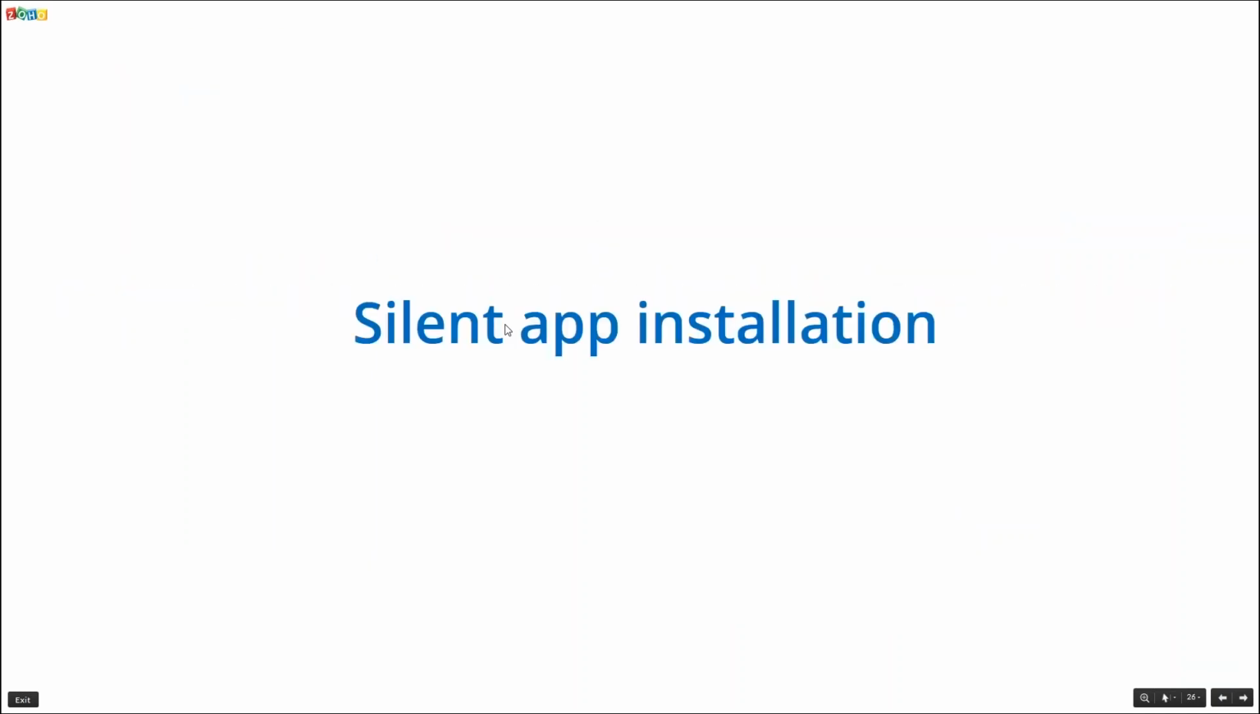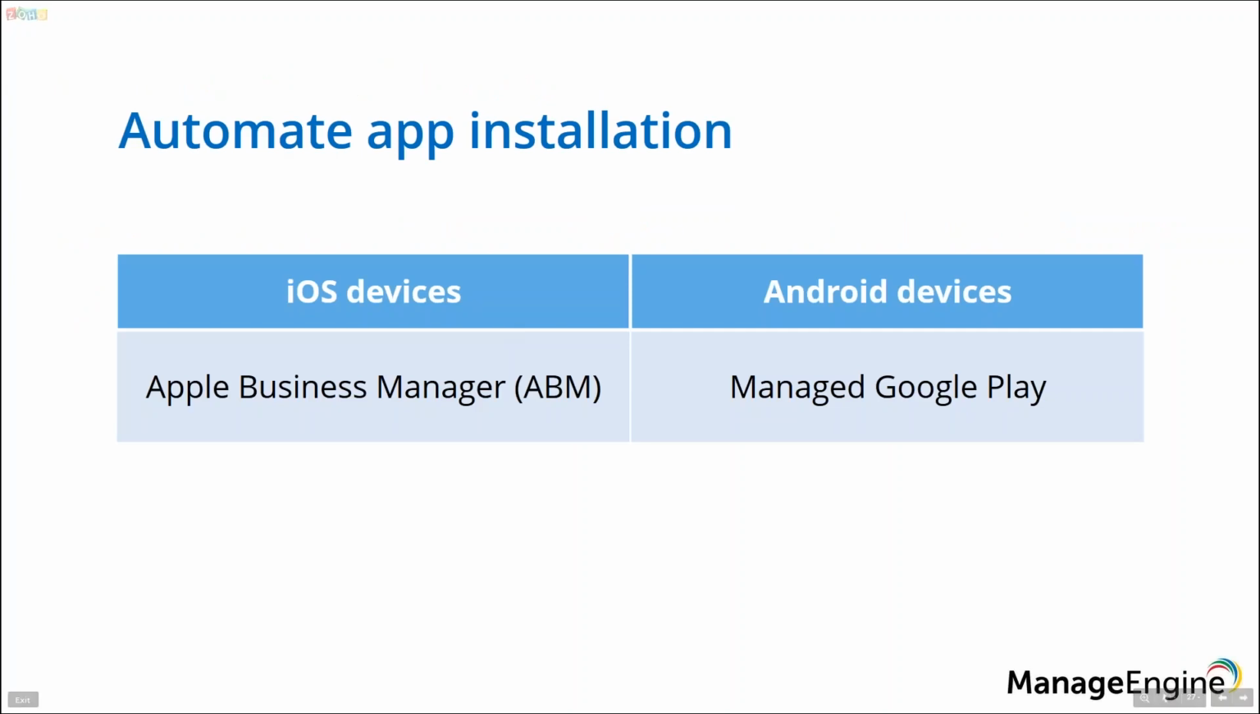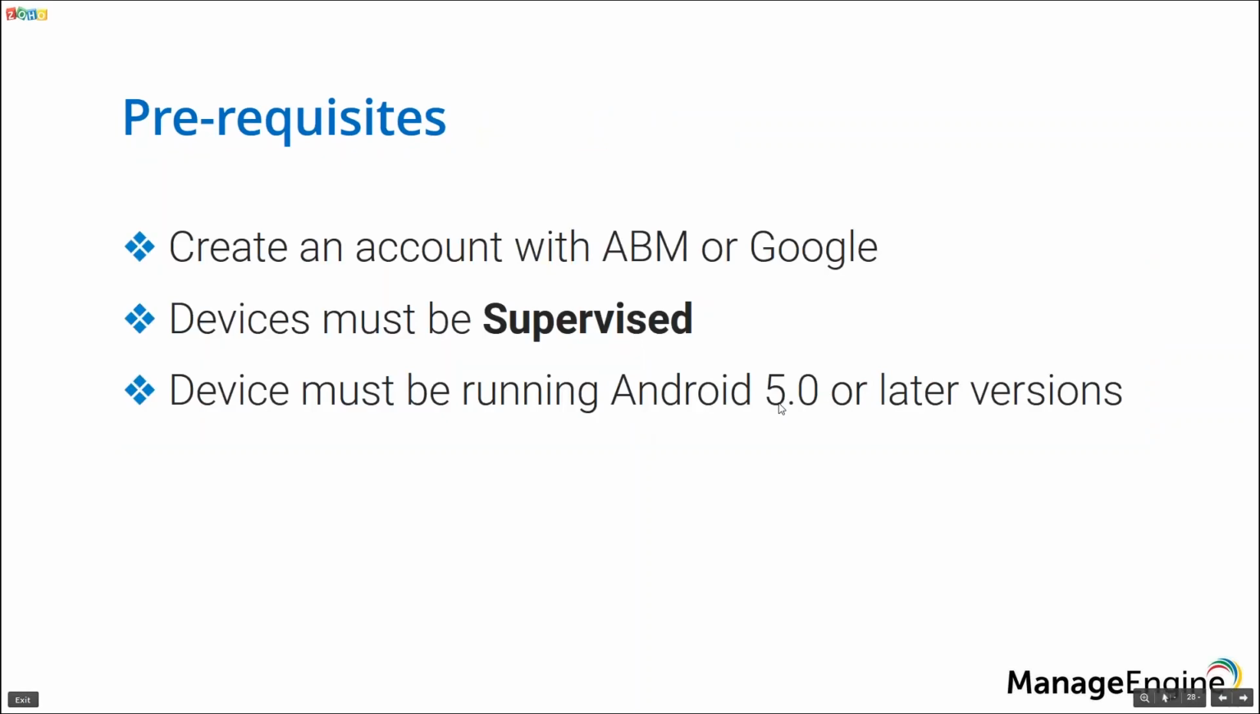But in case you're looking for a silent app installation, then we do have a technique for this. If it is for an iOS device, you have to integrate your MDM server with Apple Business Manager. And for Android, you have to integrate with Managed Google Play. I'll show you one by one how we can integrate with these 2 servers and how we can approve the application for silent deployment.